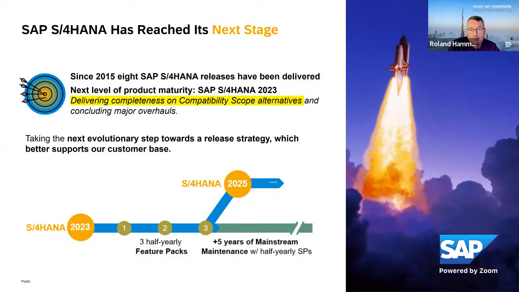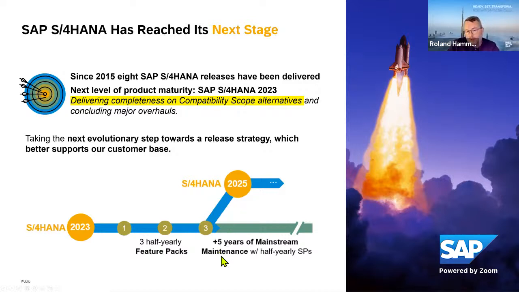So with the upcoming 2023 release, which we plan to ship in mid-October, so basically in 2.5 weeks, we have now delivered a couple of S4HANA releases where we had the possibility to take care of having a genuine S4HANA successor of compatibility scope, which we shipped in those products. And with this release, we're delivering a completeness of all compatibility scope alternatives in that release.